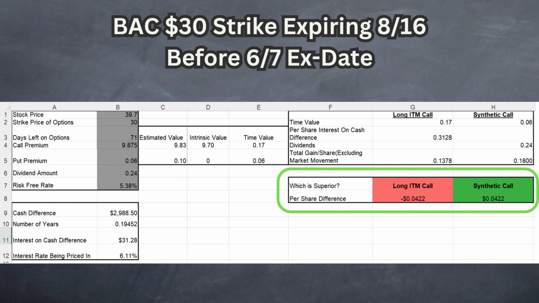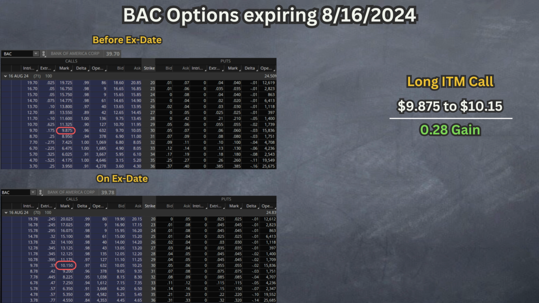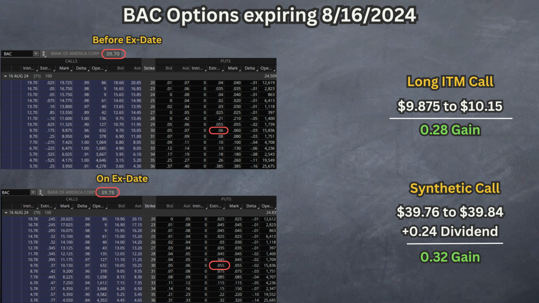So let's look at how the two trades actually performed from one day to the next and see if the spreadsheet was correct. The day before the X date, the long in-the-money call was worth $9.87, and on the X date it was worth $10.15, a gain of 28 cents. And the synthetic call went from $39.76 to $39.84, a gain of 8 cents. And because you own the stock, you also get the 24-cent dividend for a total gain of 32 cents. So the synthetic did indeed outperform the long call by the 4 cents predicted by the spreadsheet. So does that mean early exercise was optimal?